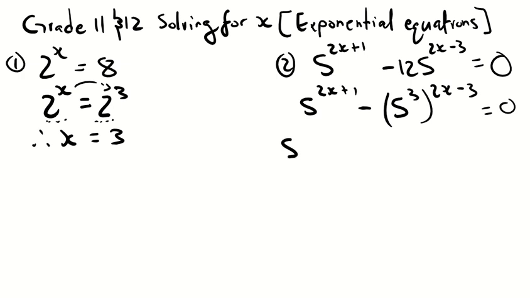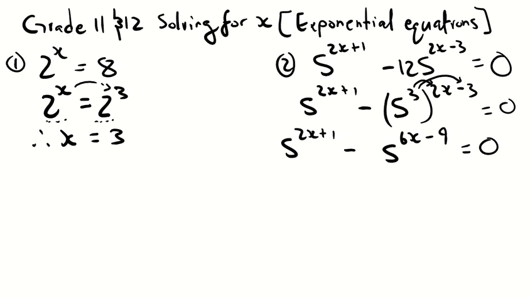So here we're going to have 5 to the power of 2x plus 1 minus 5 to the power of 6x minus 9. I got this by multiplying here and also multiplying there. So 3 times 2x is going to be 6x, 3 times 3 is going to be negative 9. That's going to be equal to 0.